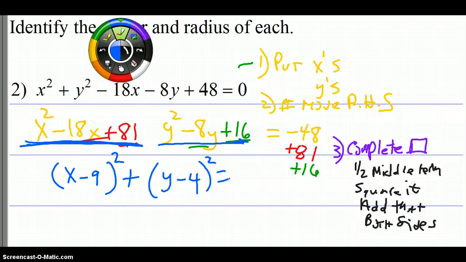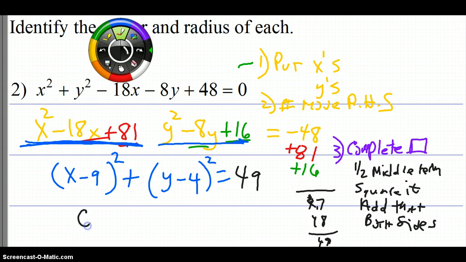So let's see, if I do some math here, what do I get? I get 97 if I add these two together, minus 48. I would get a 49 as my radius squared. So when you're identifying things or graphing, you need to identify the center, which is (h, k). You need to identify the radius, which is this number square rooted.